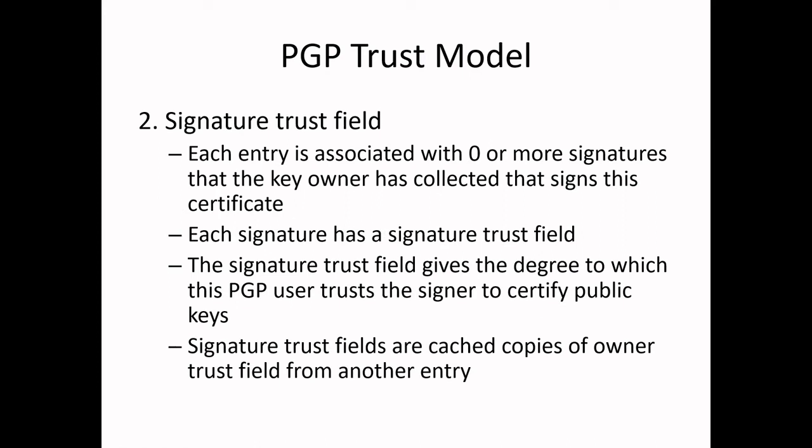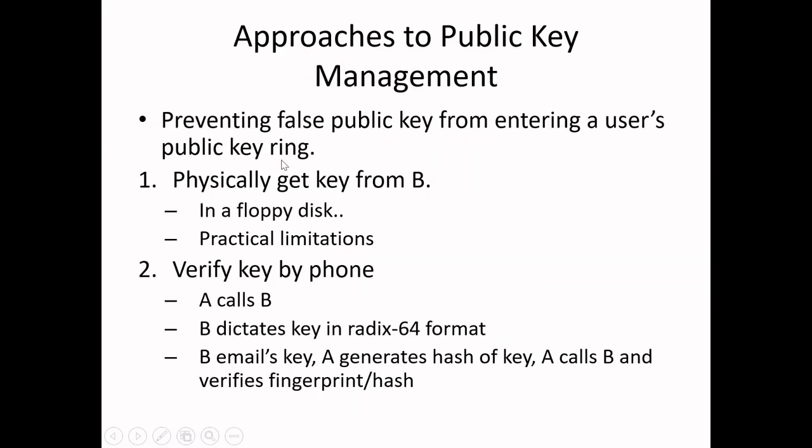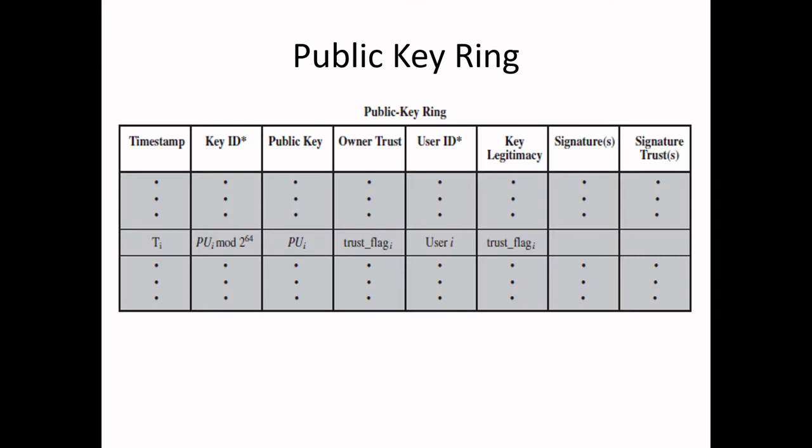Now next is signature. So we said there are three fields. Next is the signature trust field. Each entry is associated with zero or more signatures that the key owner has collected that signs this certificate. So for each entry, there are multiple signatures associated.